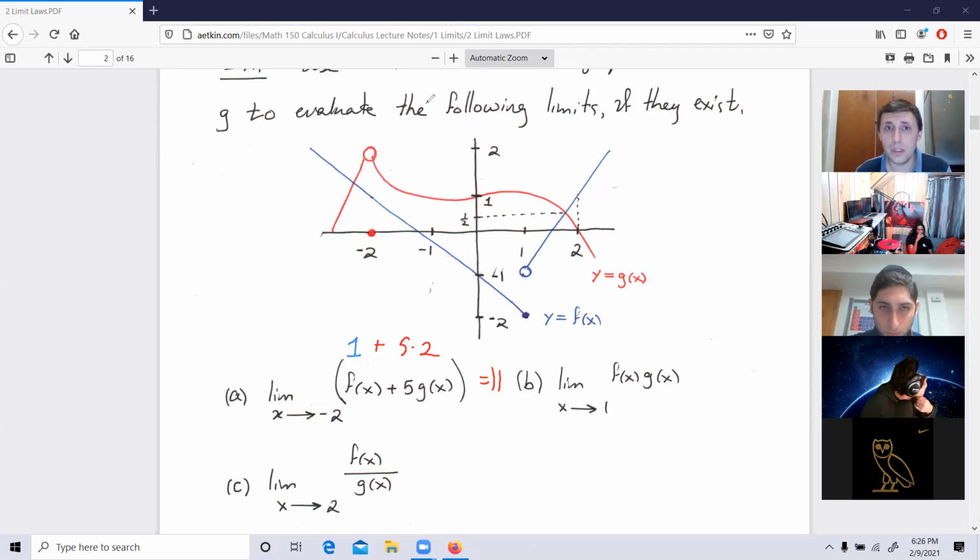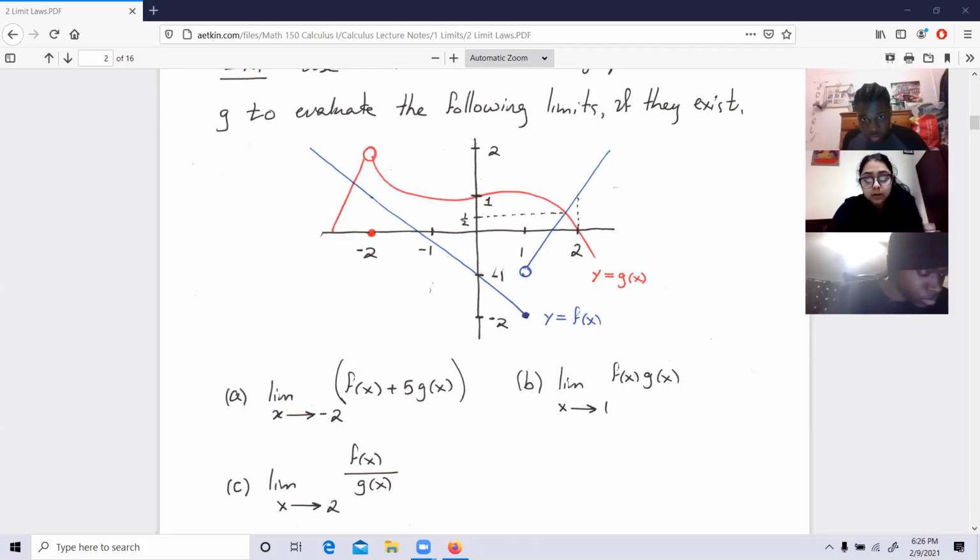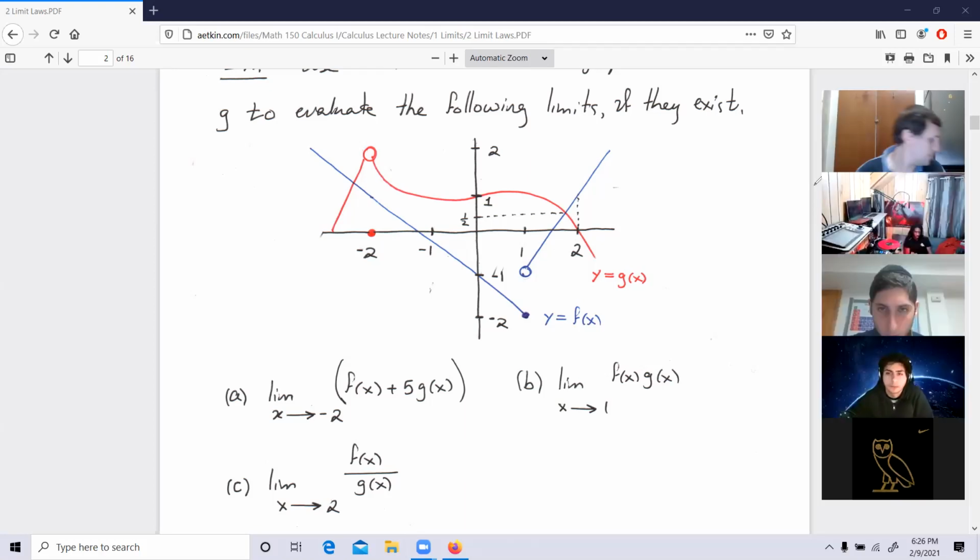Good. Now, tell me what about b? x is approaching 1. f of x times g of x. Think about what that will be. Or it might not exist, of course, right? You just let me know if it exists or not.